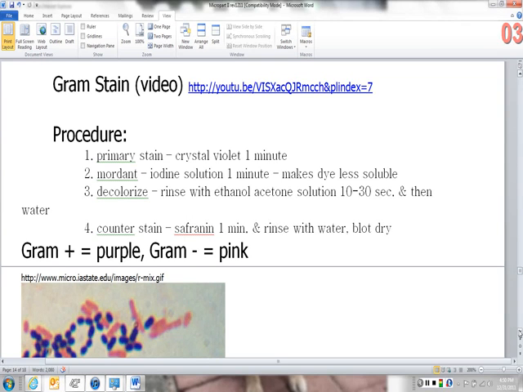The second step is to apply the mordant, which is Gram's iodine solution. I'd pour off excess crystal violet beforehand to keep it less messy. The iodine will sit for 1 minute and makes the dye less soluble.